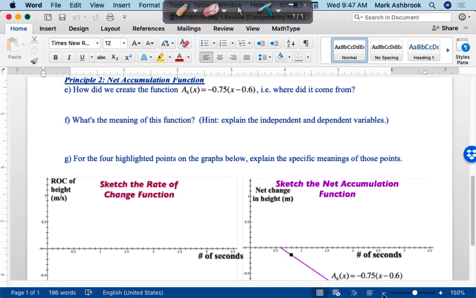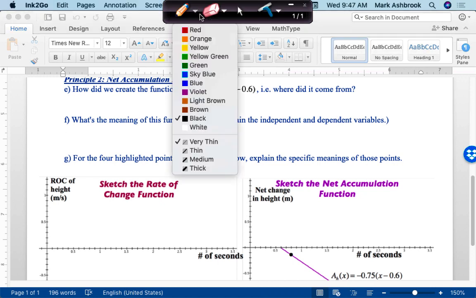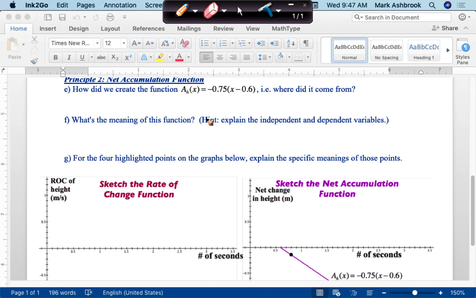So let's just talk about your homework. This function, a sub h of x, equals negative 0.75 times x minus 6. Where did that come from, right? I mentioned it was probably maybe the most important thing of that first class, where we got that function from. And what was it? Remember?